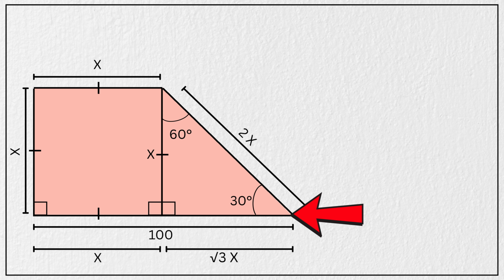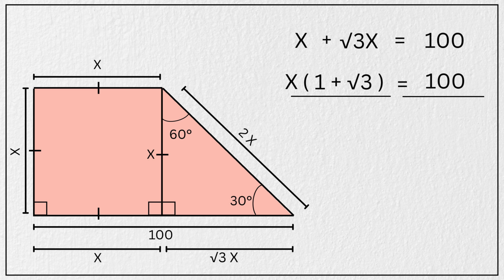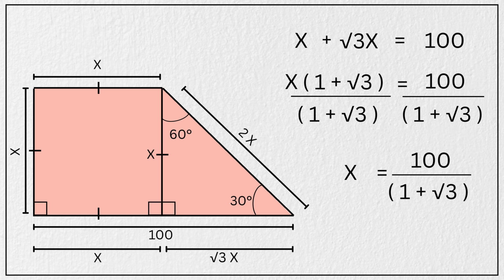Now focus on this bottom base of trapezoid. The total length of this base is given as 100 units. That means this square's base of x units and this triangle's base of x times the square root of 3 is equal to 100 units. Now taking x common from this, we get x times the quantity 1 plus square root of 3 equals 100. And dividing both sides by the quantity 1 plus square root of 3, we get x equals 100 divided by the quantity 1 plus square root of 3.